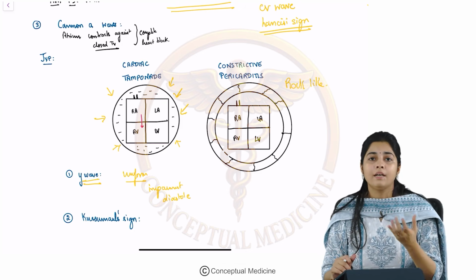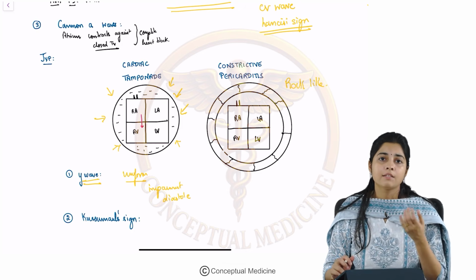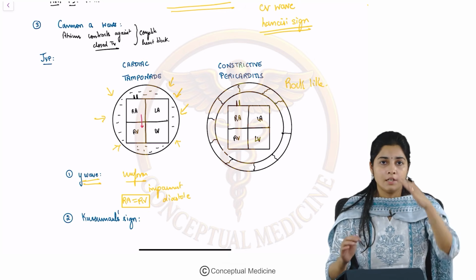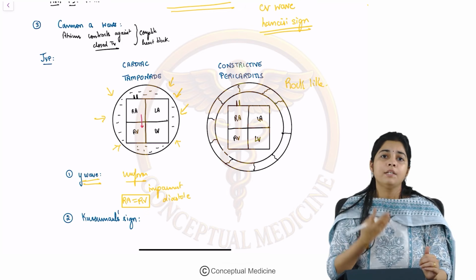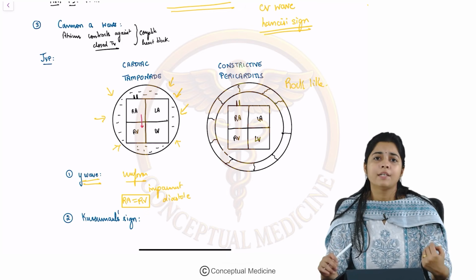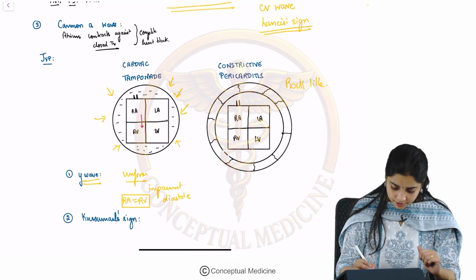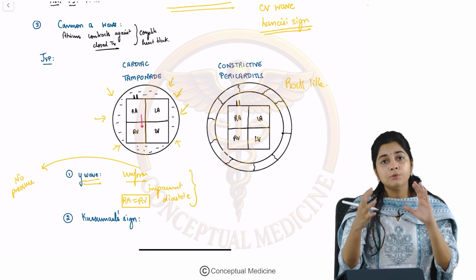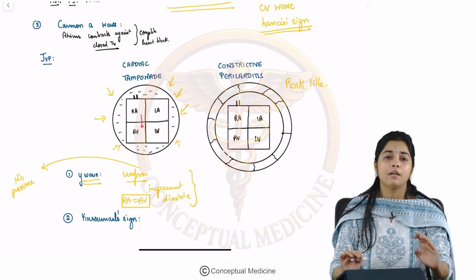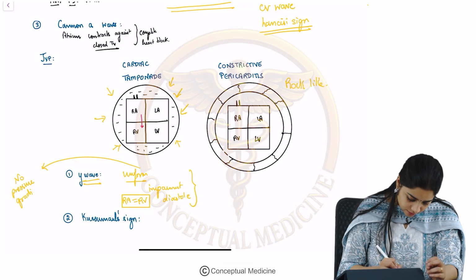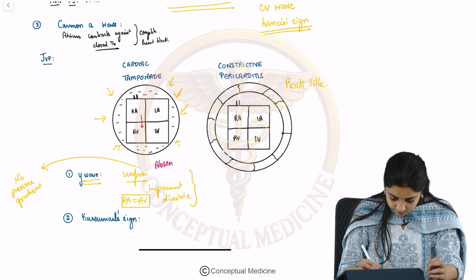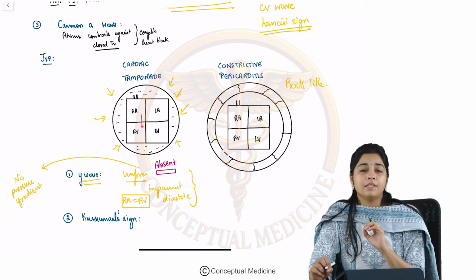The RA-RV cannot relax. If the RV cannot relax, what happens? The pressure in the RA and RV becomes equal during diastole. If the pressure in the RA and RV are equal, do you think there will be any blood flow? No, because you need a pressure gradient for the blood to flow. So if there is no pressure gradient, because of the uniform impediment to the RA-RV relaxation, then will you have a Y wave? No. So you will have an absent Y wave. So the Y wave is absent.